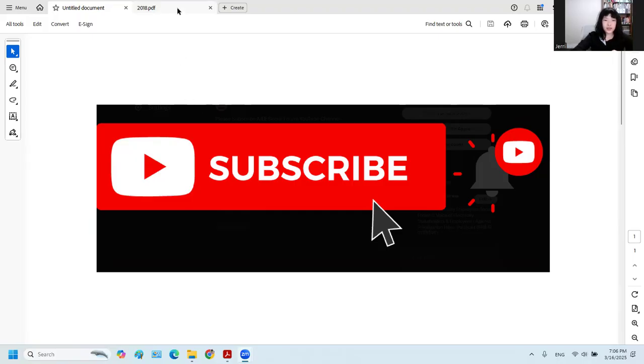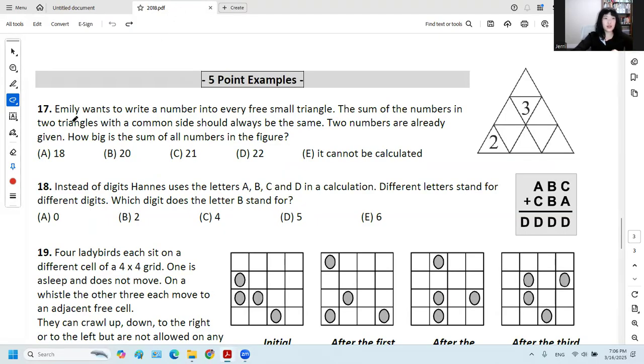I'm in grade 5 and 6. 5 points examples. Question number 17. Emily wants to write a number into every free small triangle. The sum of the numbers in the two triangles at a common side should always be the same. Two numbers are already given. How big is the sum of all the numbers in the figure?